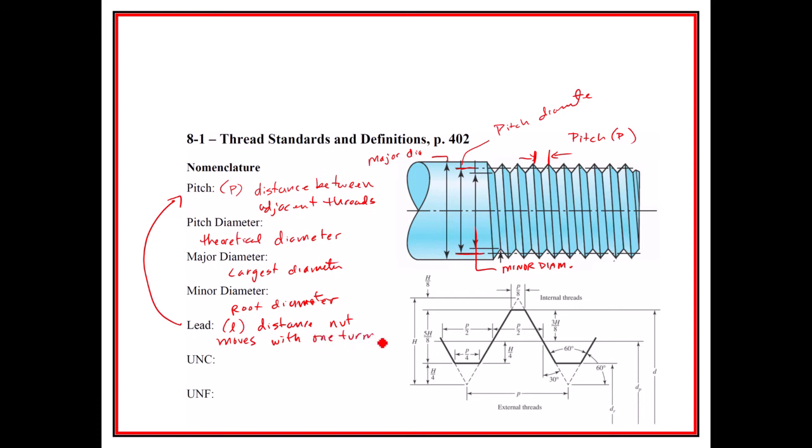And that almost is always the same thing as the pitch, but it can be something different. And you go, well, how is that possible? Well, we'll see in a second. The thing is, you could have double and you could have triple. I guess you could have quadruple threads, and we'll explain what that is, right?